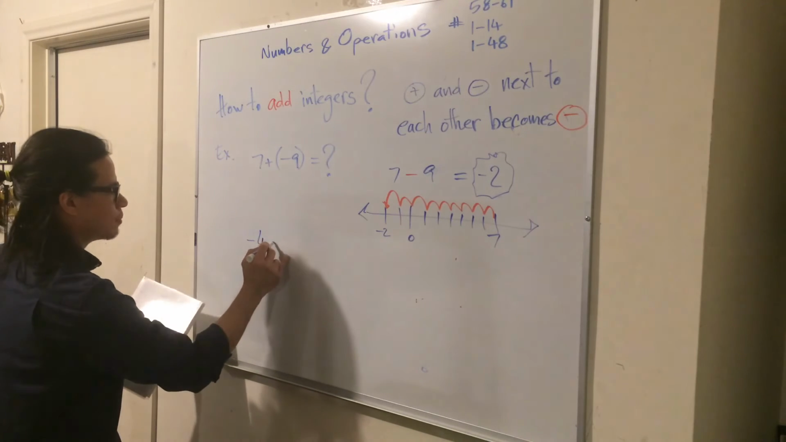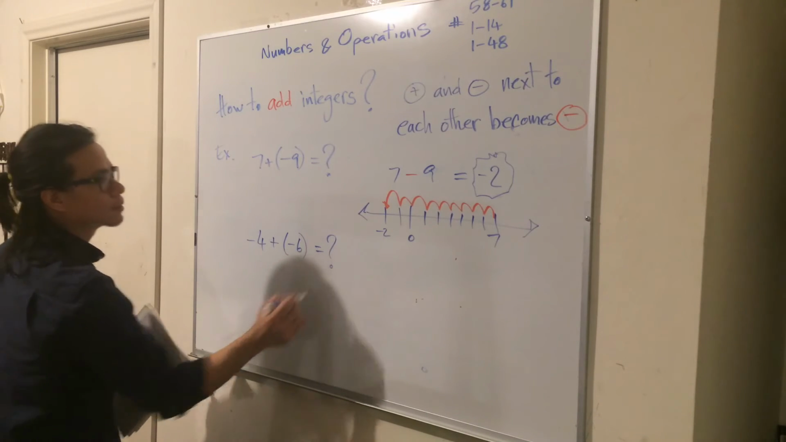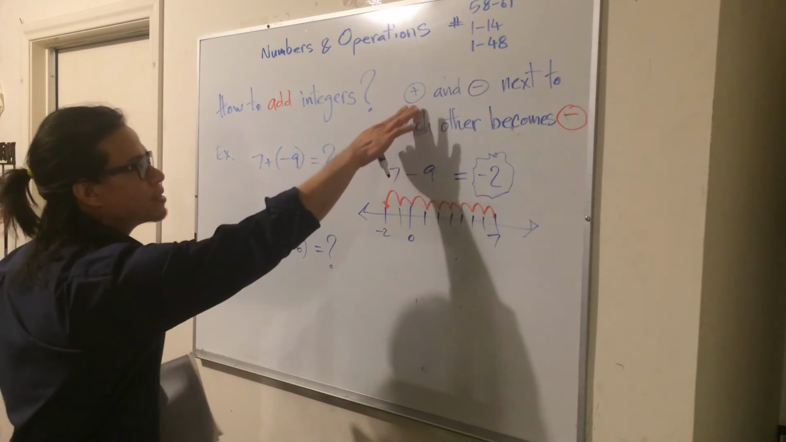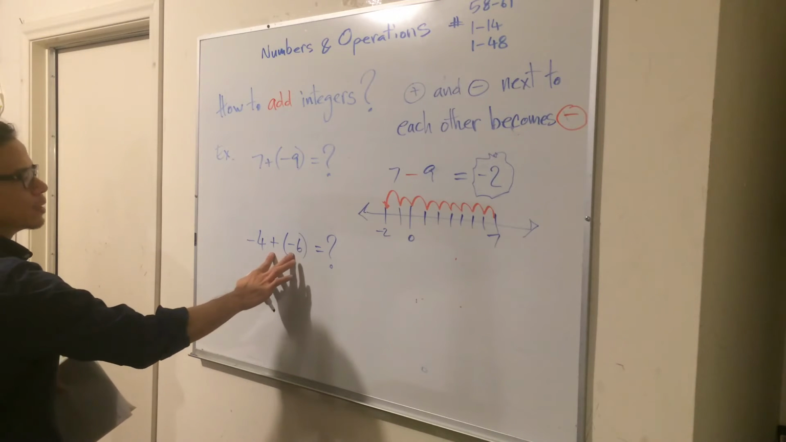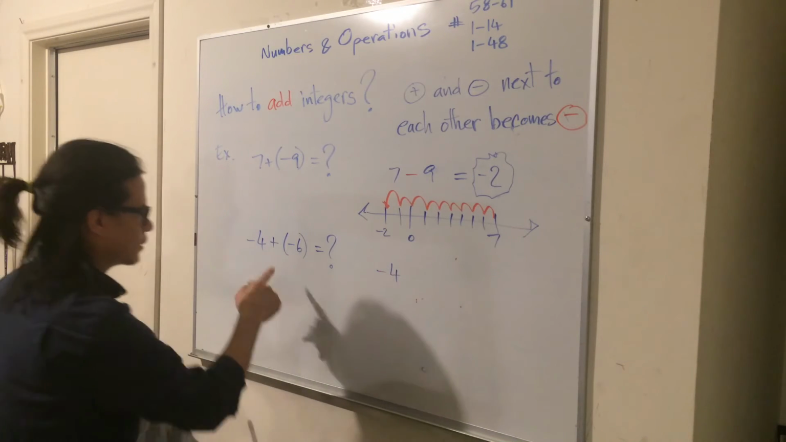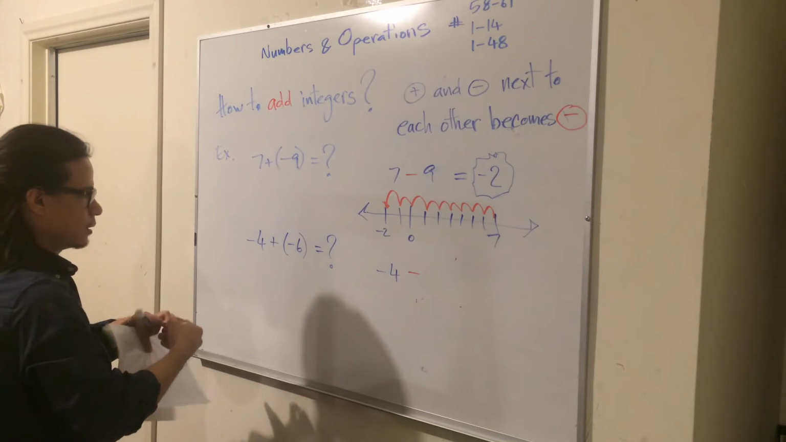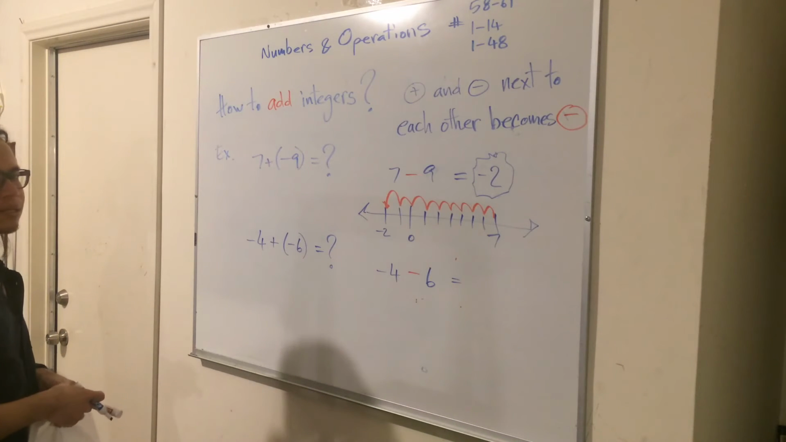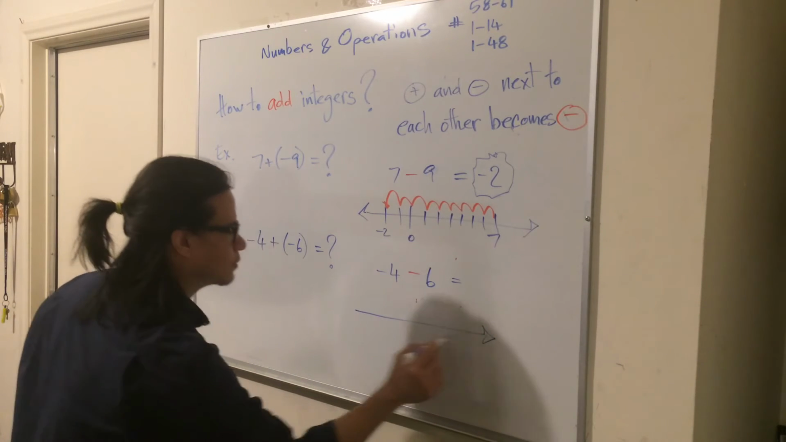Let's say negative 4 plus negative 6 equals what? Okay, again, if you ever see a plus and a minus sign next to each other, it becomes negative. So we have this once again. So I'm going to rewrite it as negative 4 plus and a minus, remember, becomes negative 6. Okay. So negative 4 minus 6. Are you going to get a positive number or a negative number?